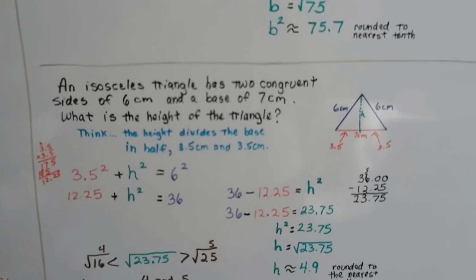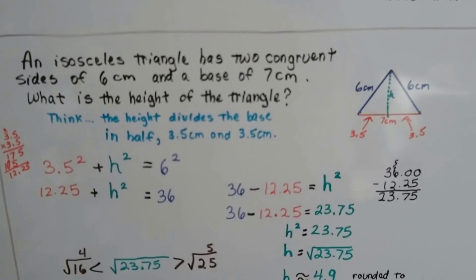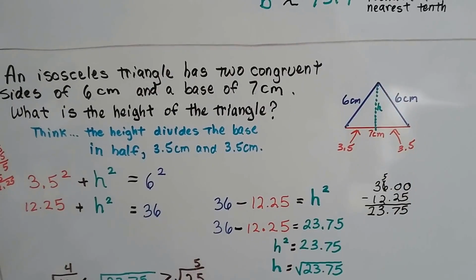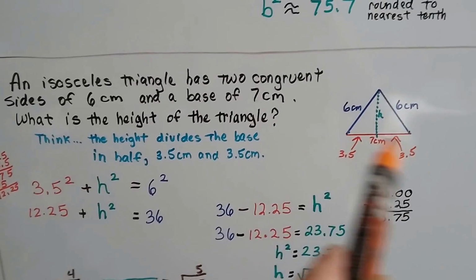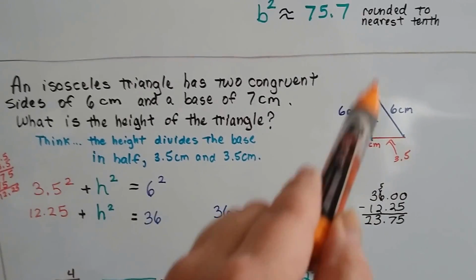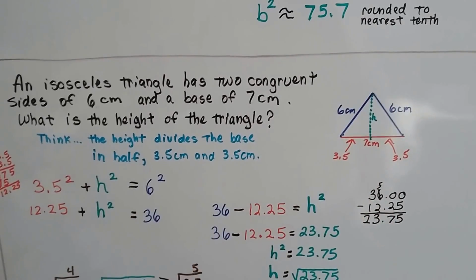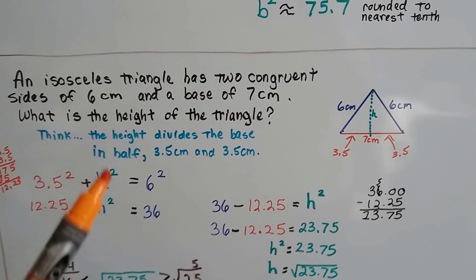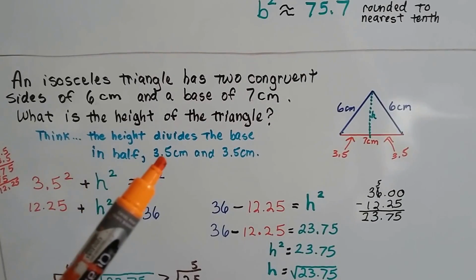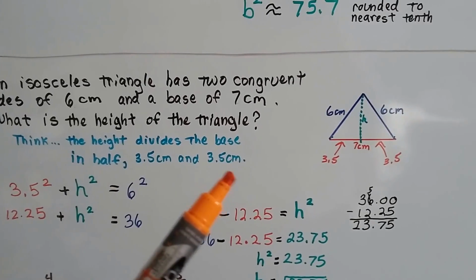An isosceles triangle has two congruent sides of 6 centimeters. And it's got a base of 7 centimeters. So what's the height of the triangle? Well, think. The height divides the base in half to 3.5 centimeters and 3.5 centimeters.